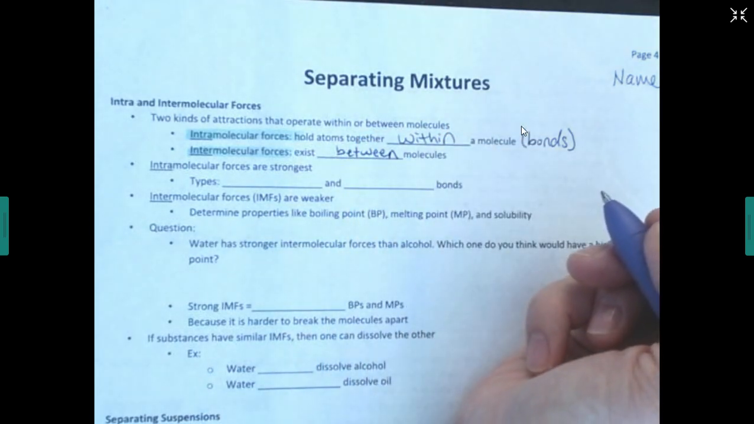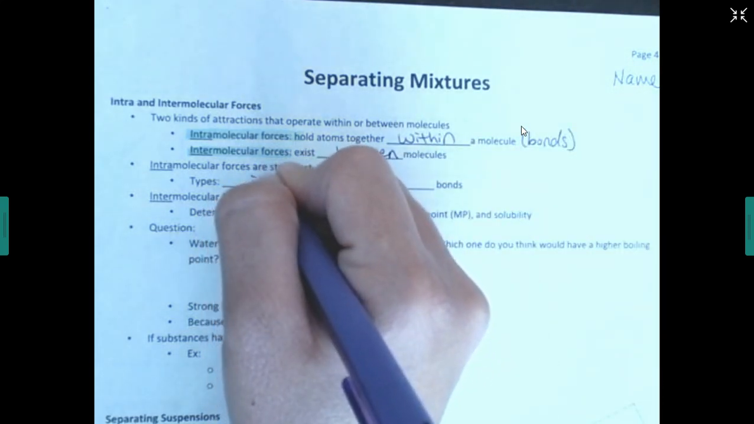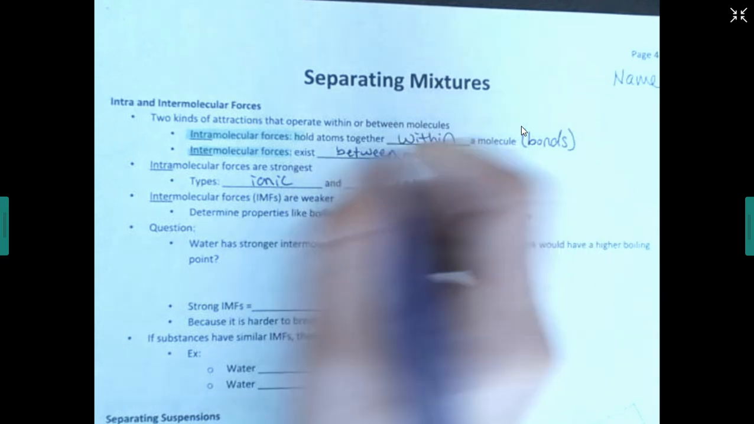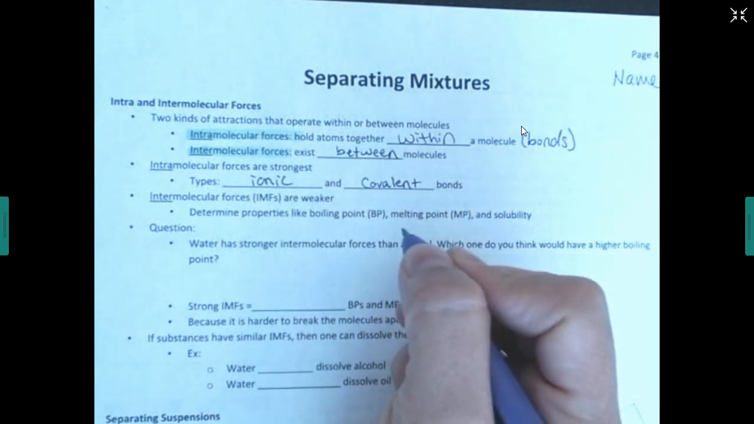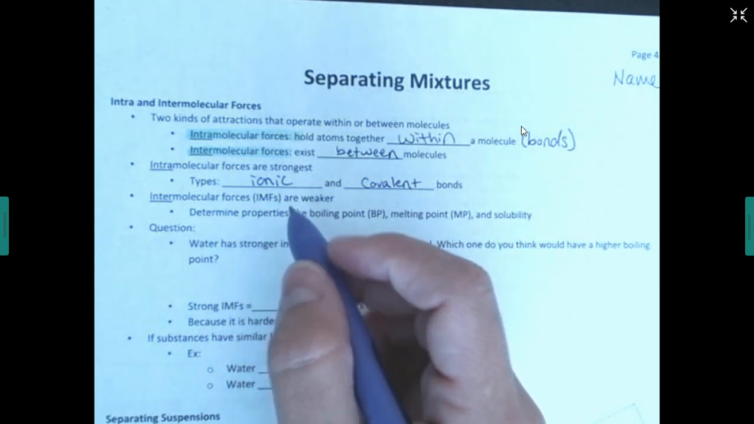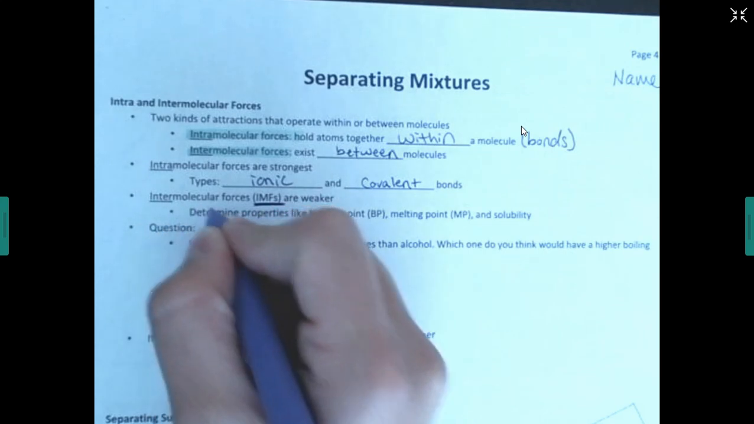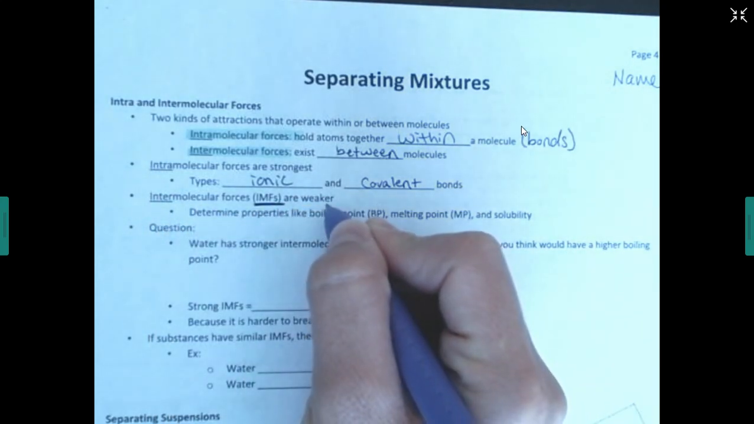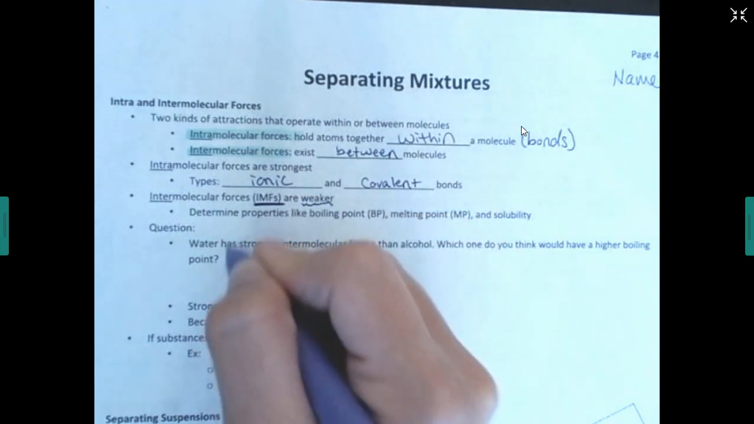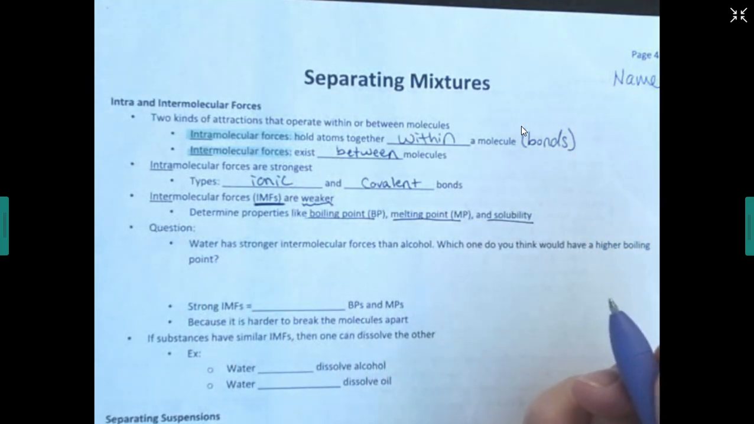Okay. So an intramolecular force, you have ionic bonds and covalent bonds. And we're going to talk more about this in, I think, not our next unit, but the unit after that. And intermolecular forces, these are abbreviated IMFs. If you ever see IMF, it's talking about intermolecular forces. These are not as strong as bonds. Okay, they are weaker. And they determine properties like boiling point, melting point, solubility.